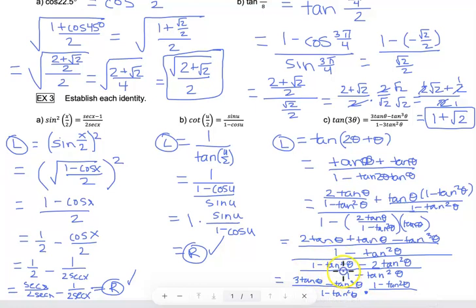My numerator here, when I combine like terms, I do have 3 of those. So it's 1 minus 3 tangent squared theta, which is exactly what I'm wanting in my denominator. So these are going to cancel, which is now going to give me my right side as I wanted. And we have established the identity with no room to spare.